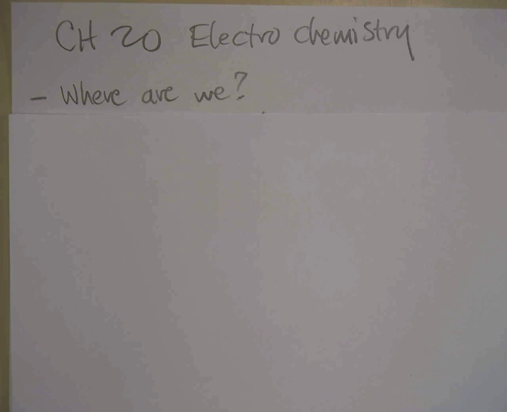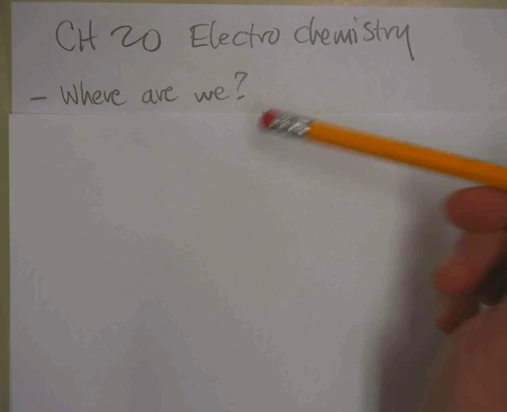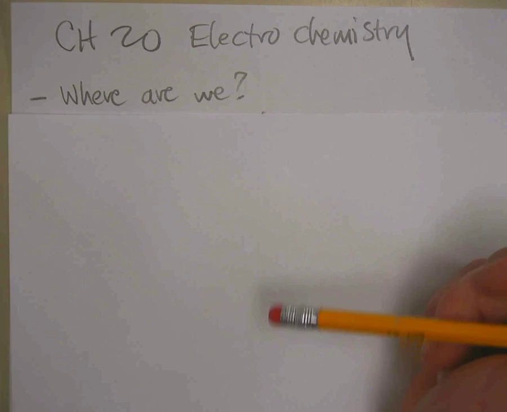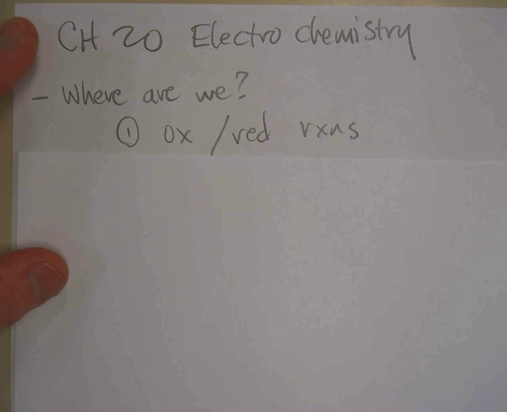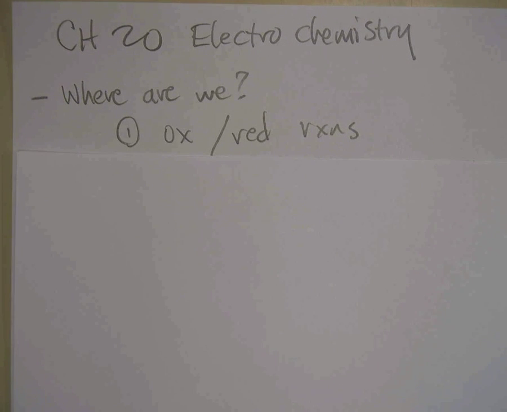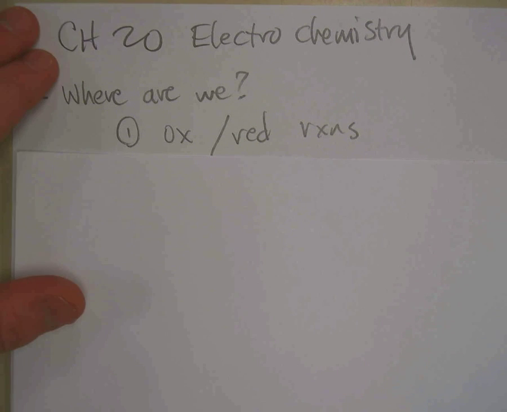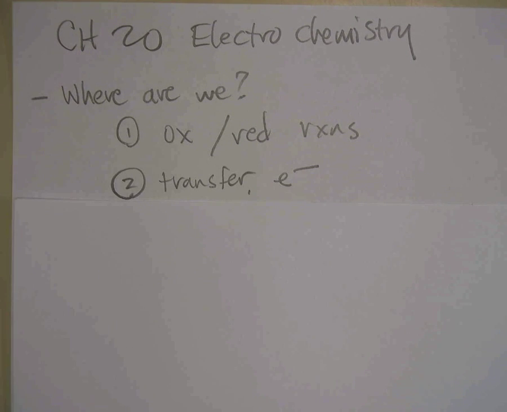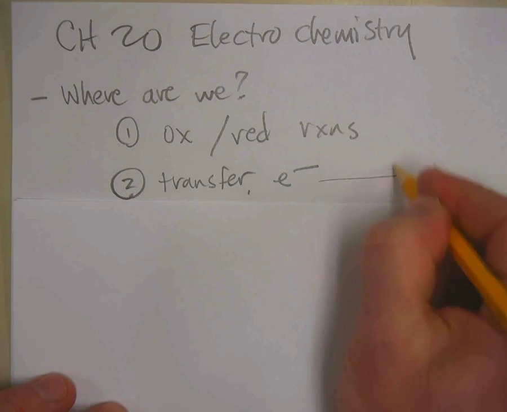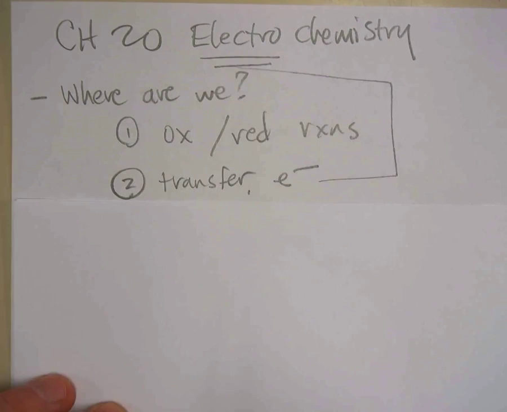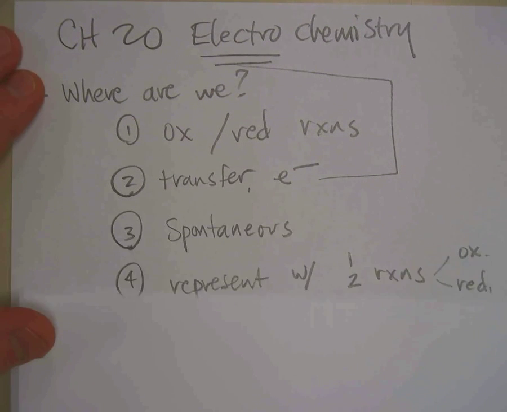So here we are in Chapter 20, Electrochemistry, after we've talked a bunch about balancing redox reactions, and we're back to asking the question, where are we? So far, we've decided that electrochemical reactions occur from oxidation and reduction reactions. In oxidation and reduction reactions, we have a transfer of electrons, and we've hinted that this transfer of electrons is the thing that creates electricity, and we'll see that more now.